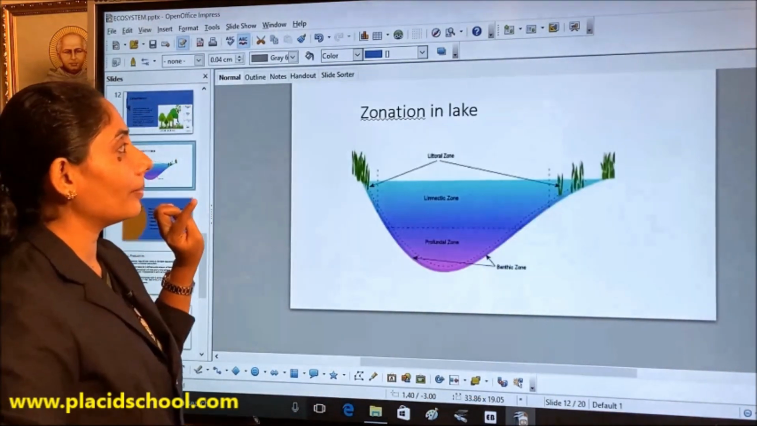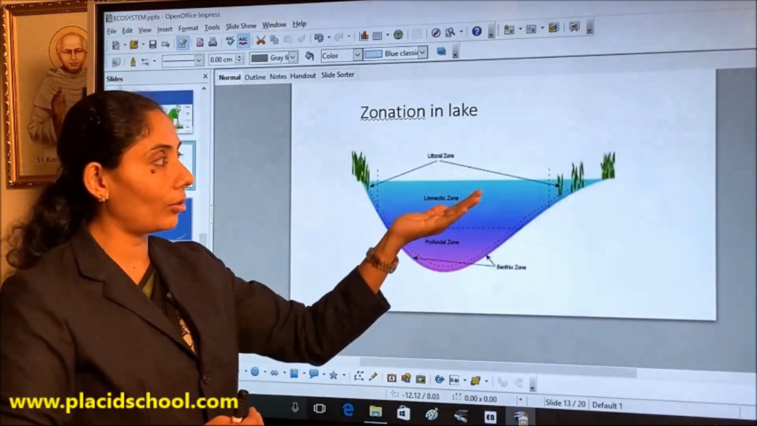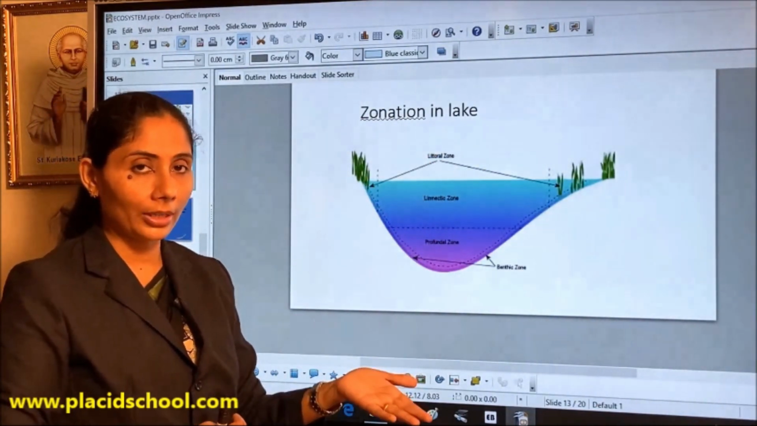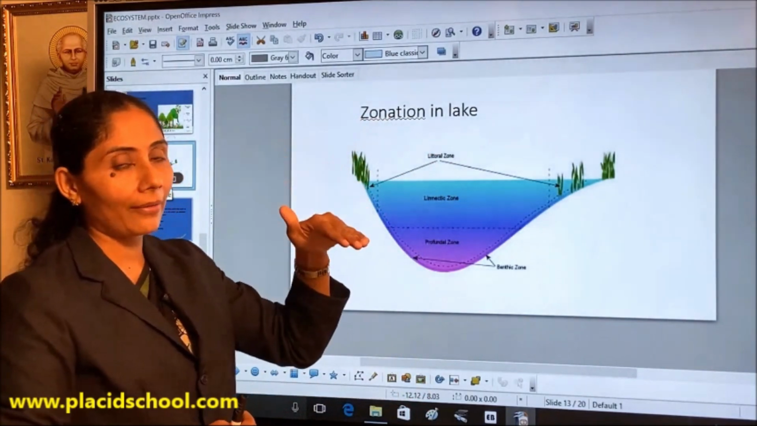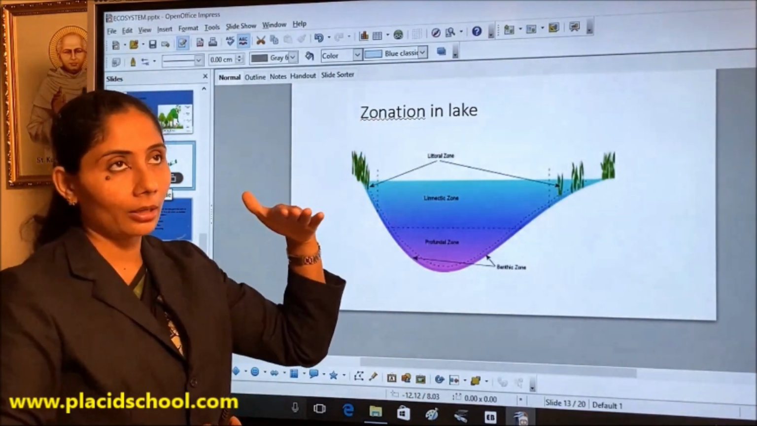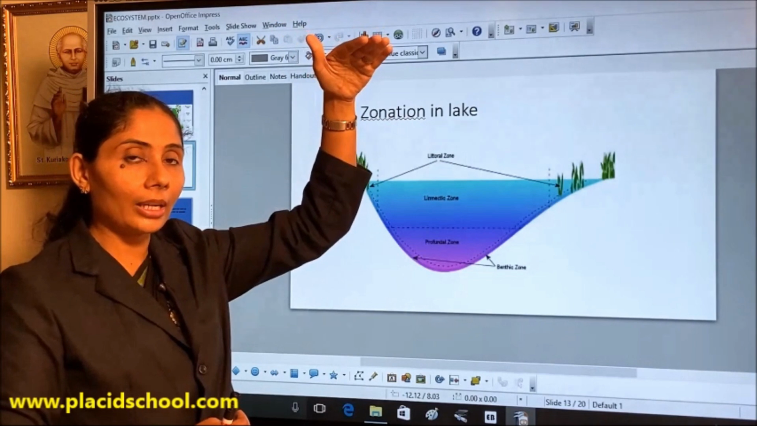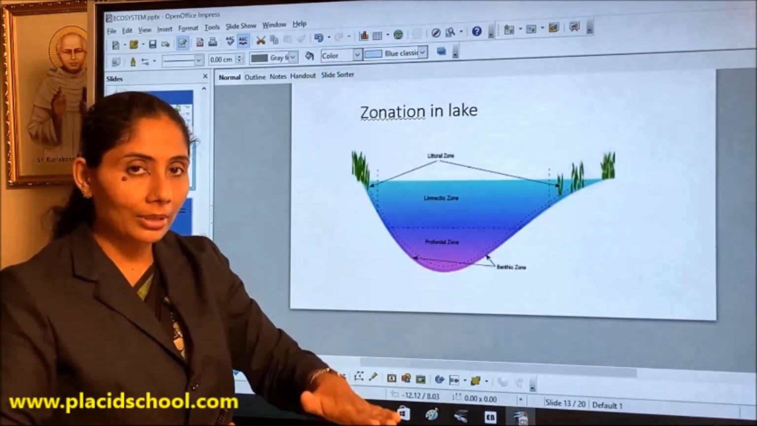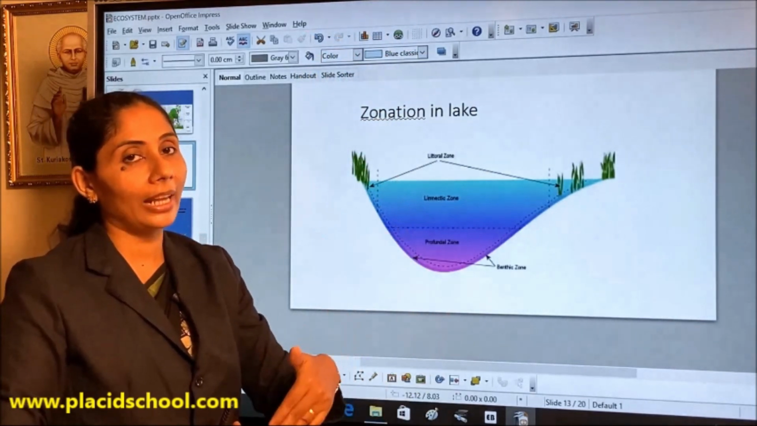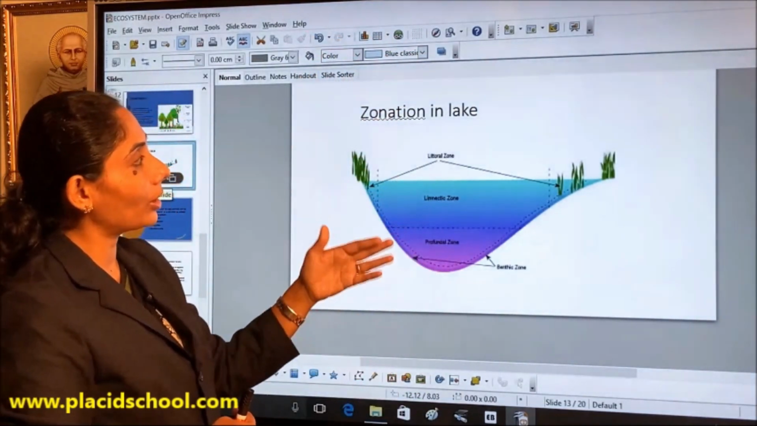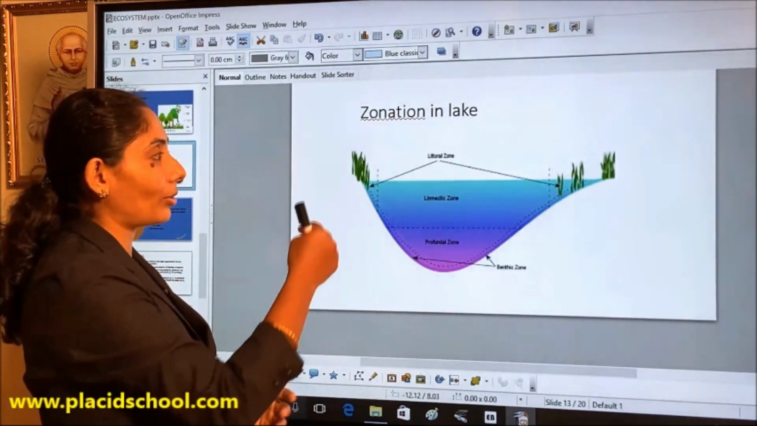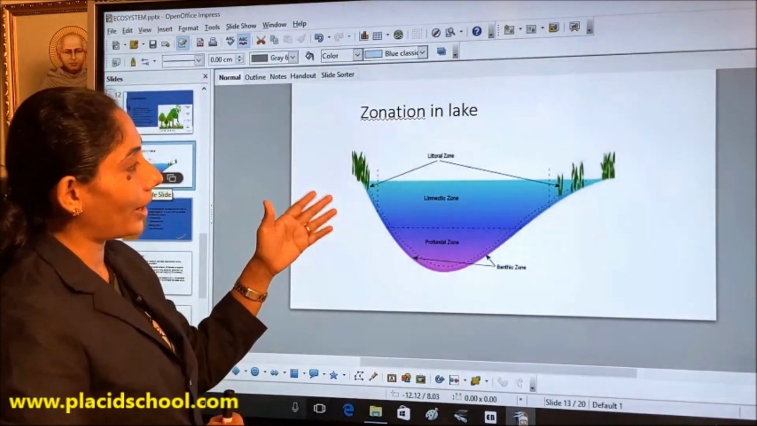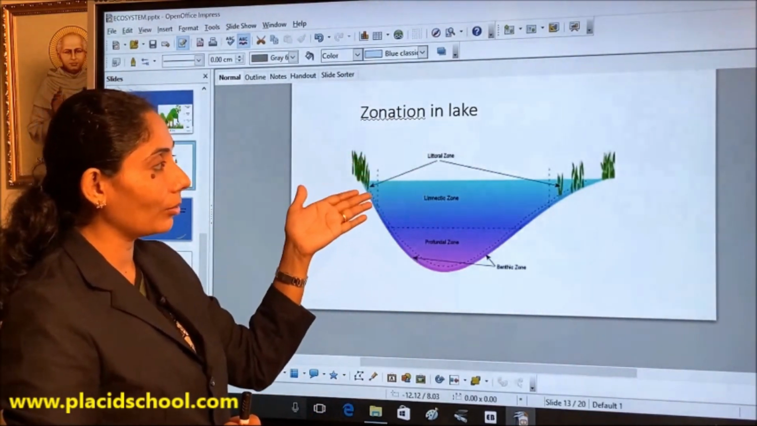Let us also see zonation in a lake. As you saw, the zonation or stratification in a rainforest, each zone has its own specific conditions. The topmost stratum in the rainforest will be receiving maximum light, but as we come down to the lower strata, the availability of light will be lesser. In the same manner, in a lake, you can divide the lake into the following zones, again strata.